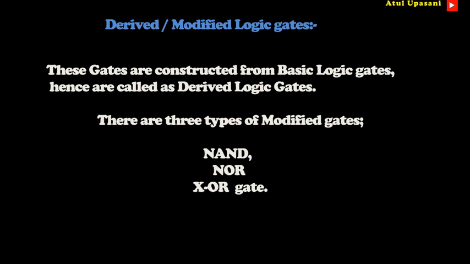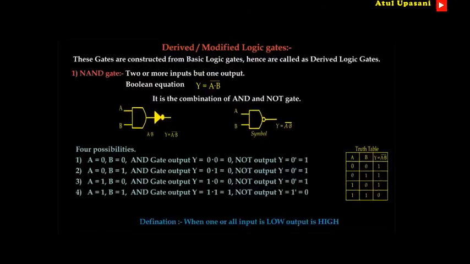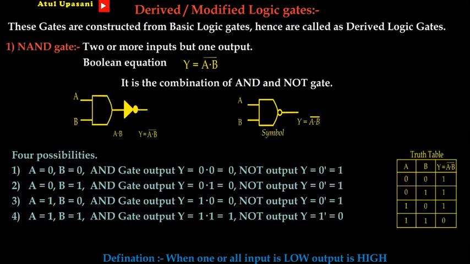Now after basic gates, there are some gates which are modified or constructed using the basic gates. So these gates are called derived gates or modified gates. There are three types of modified gates: NAND gate, NOR gate and XOR gate. First of all, let us see the NAND gate. The NAND gate is constructed using an AND gate and a NOT gate. The AND gate is connected first and then the NOT gate is connected. The symbol is shown here.